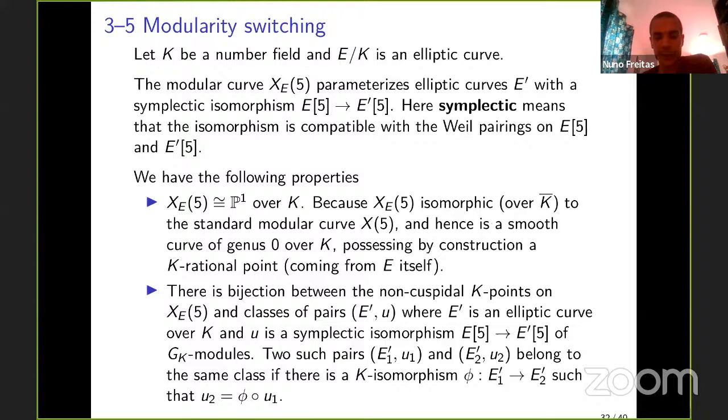Finally, a more precise description of these points is that the non-cuspidal K points in X_E(5) correspond to classes of pairs where the first part is an elliptic curve E dash, and the second is a symplectic isomorphism of the 5-torsion as G_K-modules. Two pairs belong to the same class if there exists a K-isomorphism that maps E1 dash into E2 dash such that u2 is obtained from u1 by composing with this isomorphism.